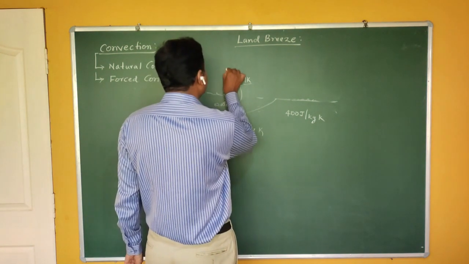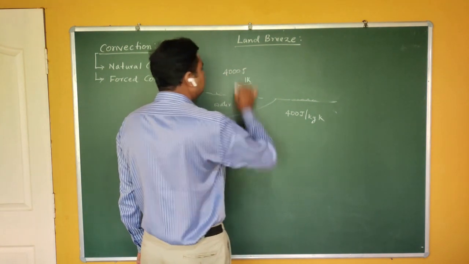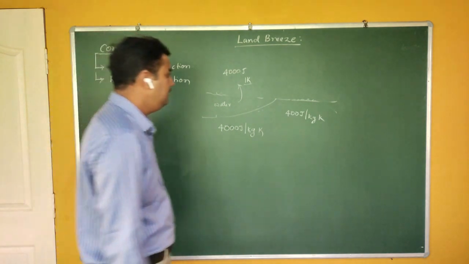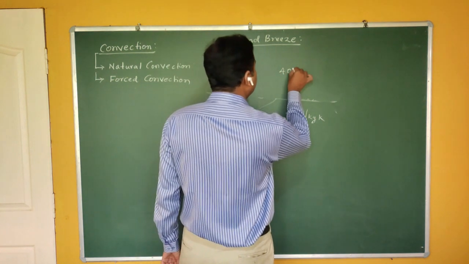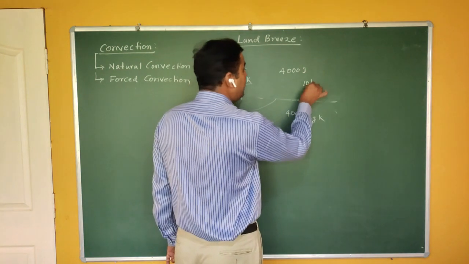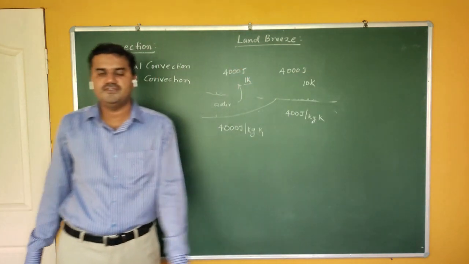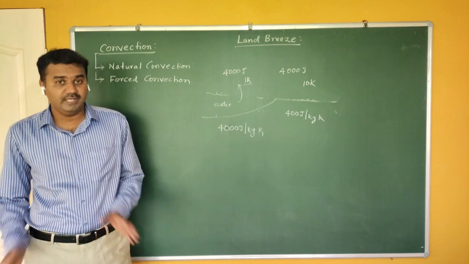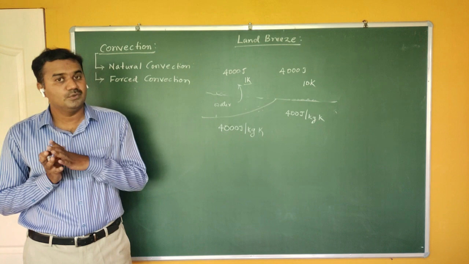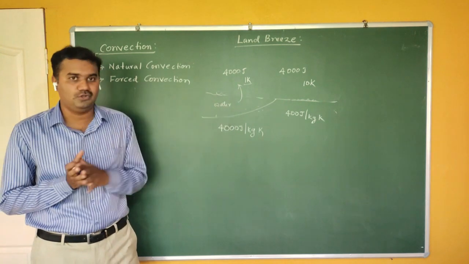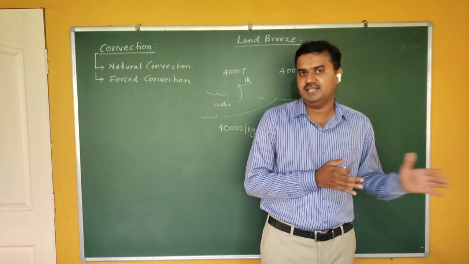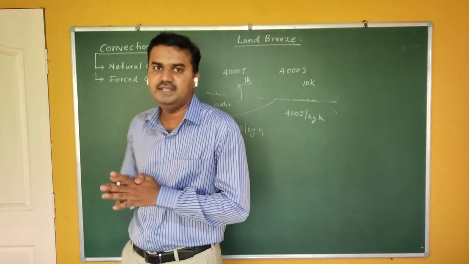Therefore, when 4000 joule of energy moves out from the water, the temperature decreases by 1 Kelvin. When the 4000 joule of energy moves out from the land, then the temperature decreases by 10 Kelvin, 10 times that of the 400. That means what? During the night time, land becomes cooler fast compared to water. For suddenly its temperature decreases by 10 Kelvin, as in the case of water, it decreases by 1 Kelvin.